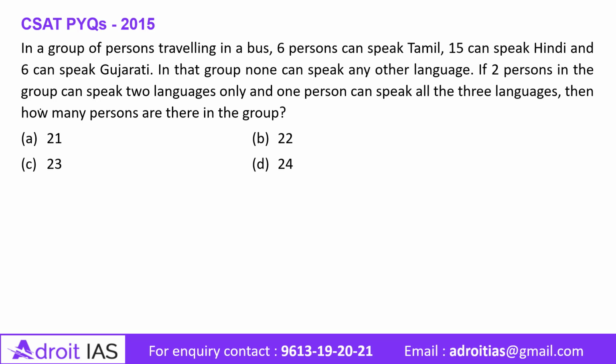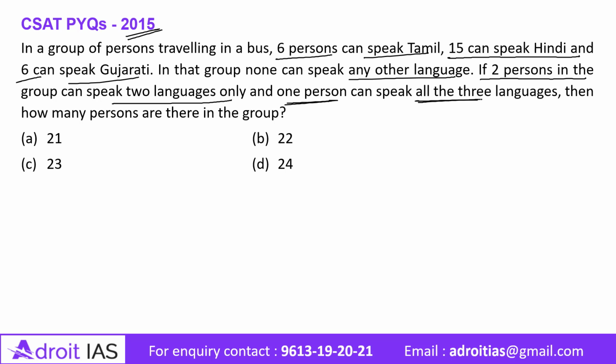Okay, again, the question is from the 2015 question paper. In a group of persons traveling in a bus, 6 persons can speak Tamil, 15 can speak Hindi and 6 can speak Gujarati. Okay, in that group, none can speak any other language. Fine. If 2 persons in the group can speak 2 languages only and 1 person can speak all the 3 languages, then how many persons are there in the group?